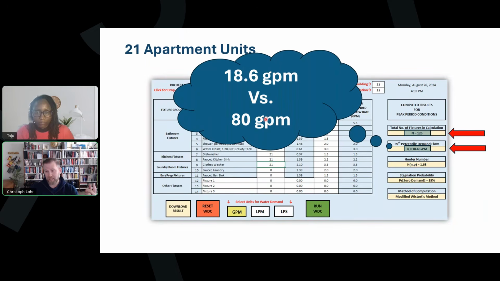And if you recall from the last class, that 18.6 is likely still on the factor of 2 times higher than the GPM that will actually be observed as a 99th percentile peak flow rate. So it's probably going to be around 9 to 10 GPM that is the actual peak flow rate observed in this building if a sensor was put on.